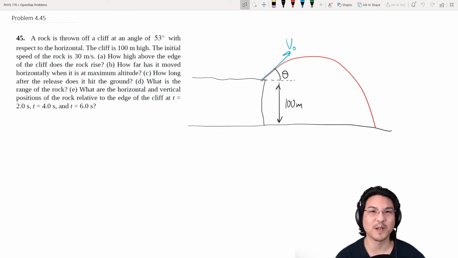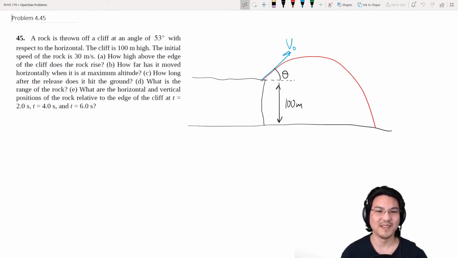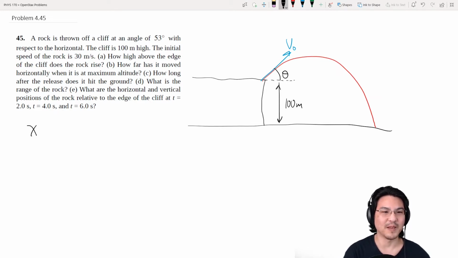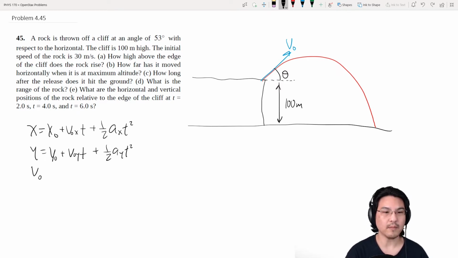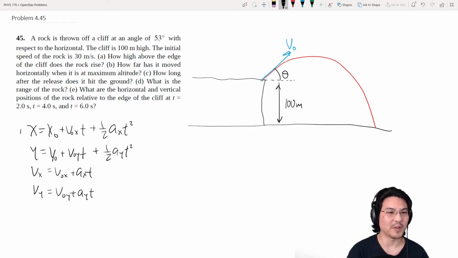Everybody. Okay, let's try this problem from the OpenStax book, chapter 4, number 45. So it's a projectile motion problem. You just think about all the formulas in the world that you know, right? Then you know these, for x and for y, and velocity. I'll just number these.